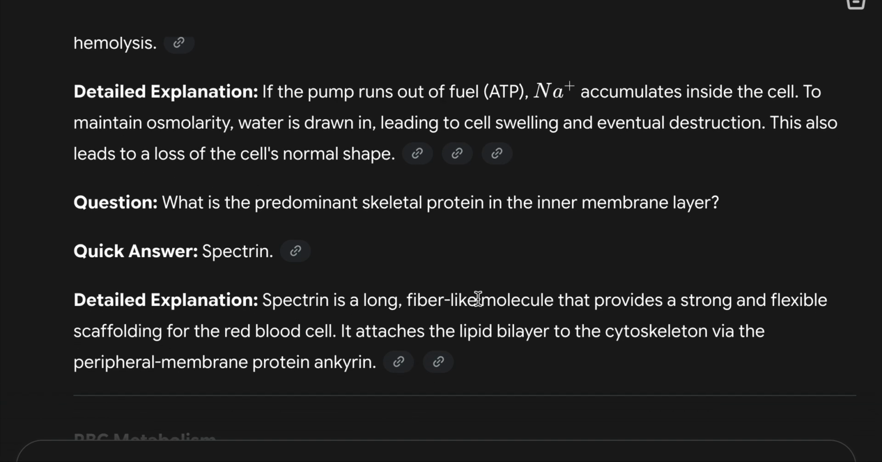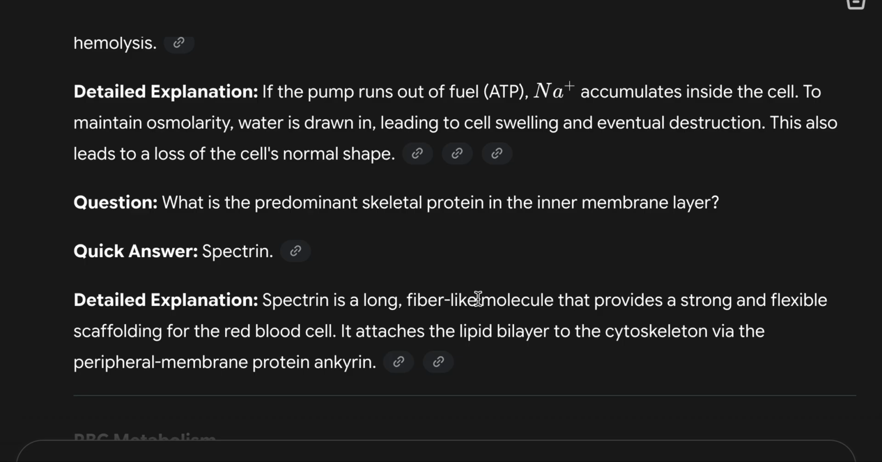What is the predominant skeletal protein in the inner membrane layer? Spectrin. Spectrin is a long fiber-like molecule that provides strong and flexible scaffolding for the red blood cell. It attaches to the lipid bilayer to the cytoskeleton via the peripheral membrane protein. And I want you to go ahead and answer that.